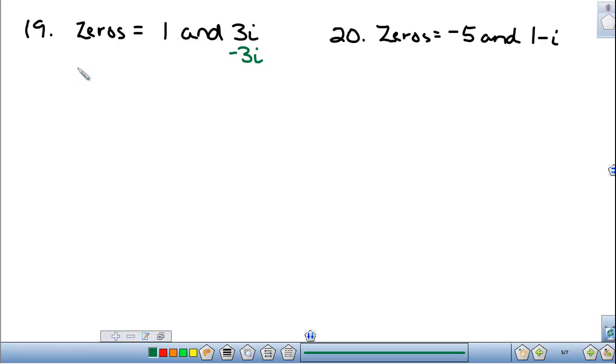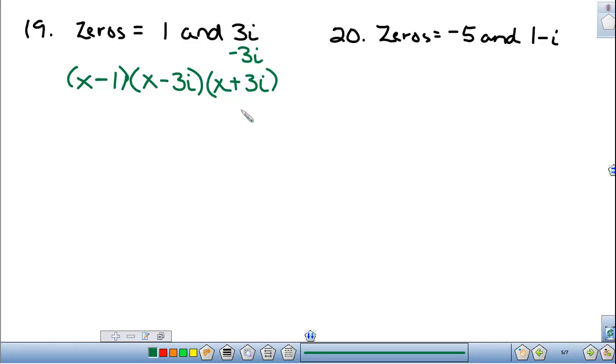I'm going to start by writing my zeros as factors. To do that, you just simply take them and put them back into factored form. If 1 is a zero, then x minus 1 is the factor. The same is true with x minus 3i and x minus negative 3i, which makes that an x plus 3i.